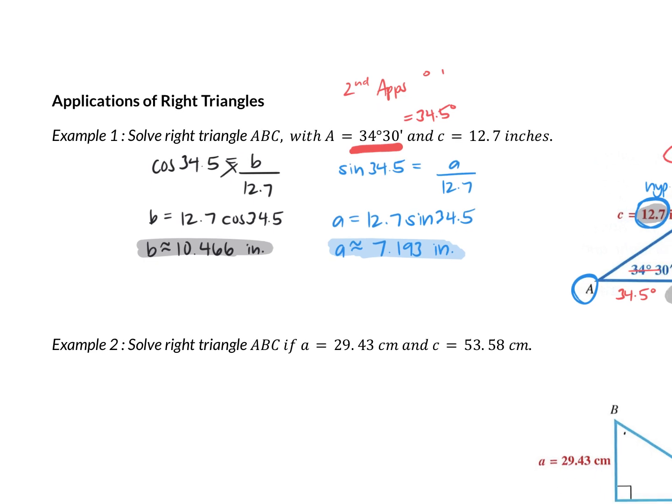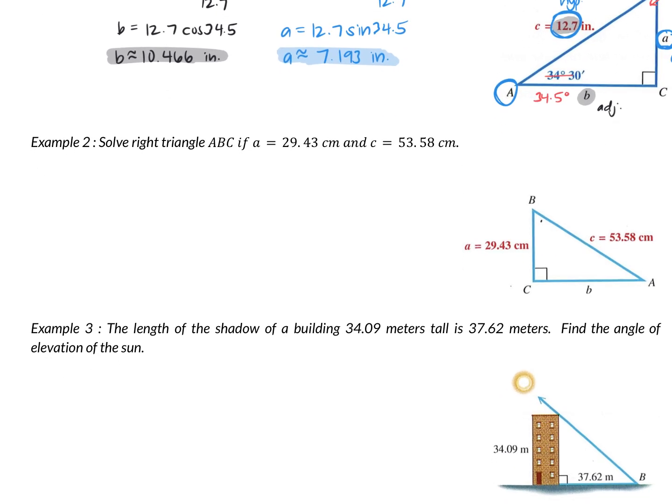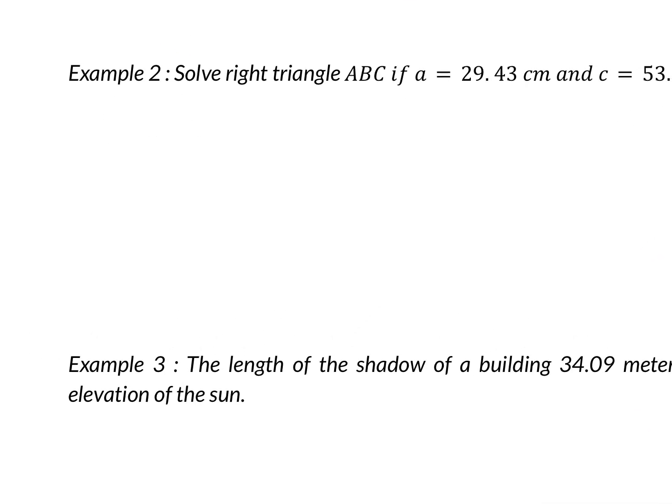All right, let's look at the next one because we got all those 3 things. Next one, we've got A is 29.43, C is 53.58, and we need to find the side length B, the angle B, and the angle A. Okay, let's start with the side length of B, because what are we going to have to use here? If I know 2 side lengths of my triangle, we're going to have to do Pythagorean theorem.